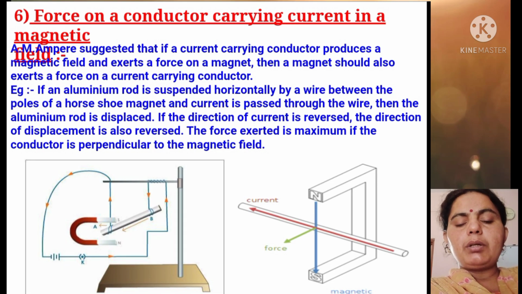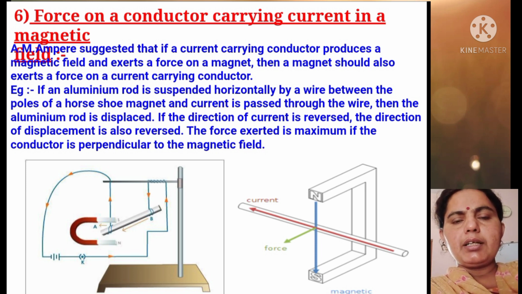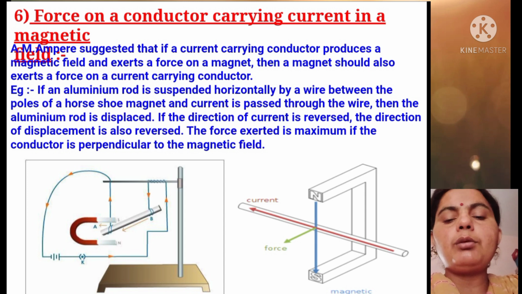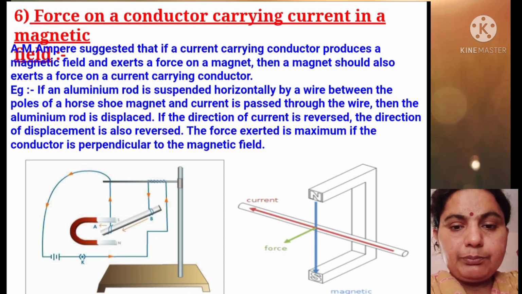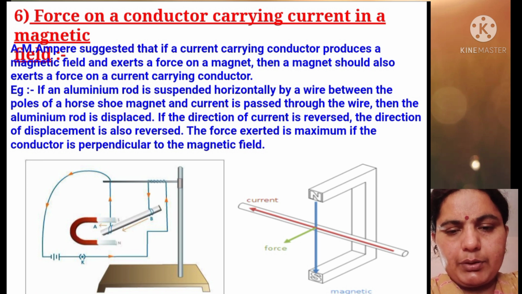Force on a conductor carrying current in a magnetic field. Ampere suggested that if a current carrying conductor produces a magnetic field and exerts a force on a magnet, then the magnet should also exert a force on the current carrying conductor. For example, if an aluminum rod is suspended horizontally by a wire between the poles of a horseshoe magnet and current is passed through the wire, the aluminum rod is displaced. If the direction of the current is reversed, the direction of displacement is also reversed. The force exerted is maximum if the conductor is perpendicular to the magnetic field.